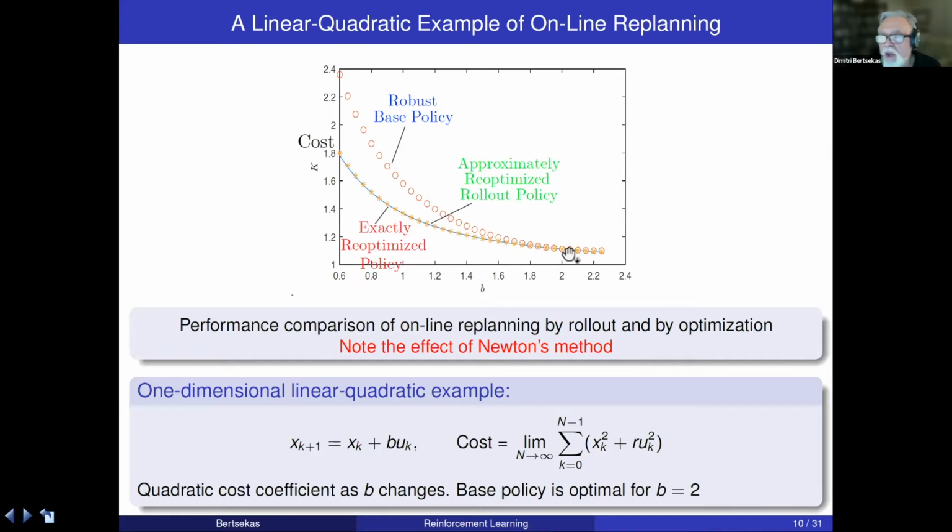And how can we interpret this? Well, we gave the reason last time. It's Newton's method. The approximate rollout policy is a Newton step. Instead of finding the exact solution of the Riccati equation, it finds it approximately through a Newton step. And what you see here is the power of the Newton step. A single Newton step is sufficient to reoptimize almost exactly the policy over a broad range of parameters.